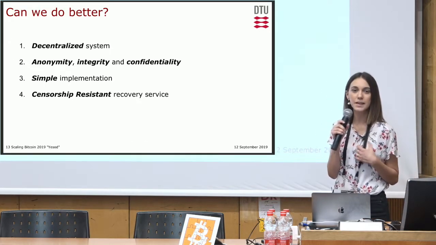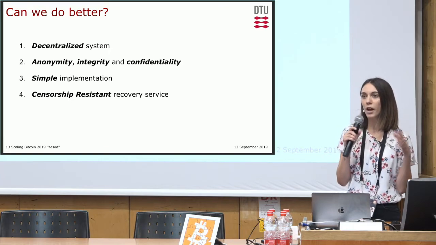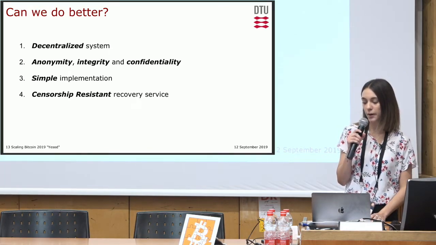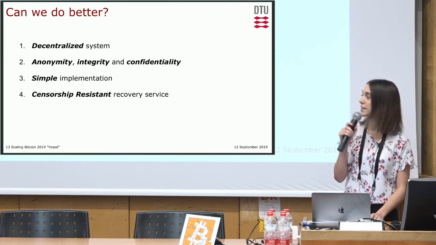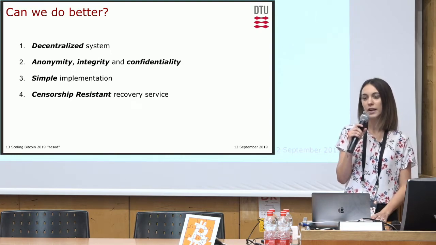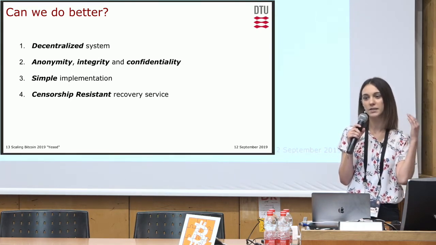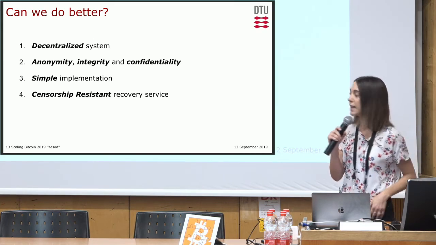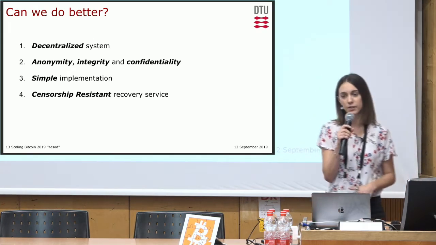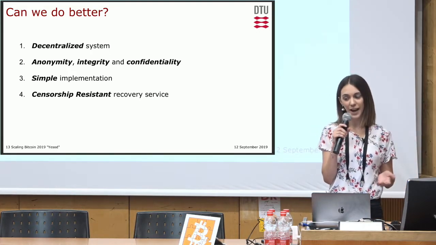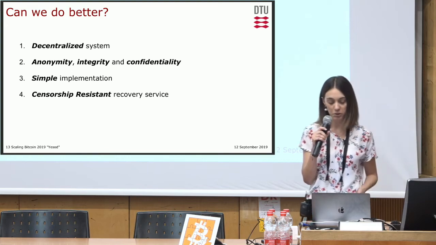After this analysis, I decided to define some goals that my solution should achieve. For example, a decentralized system: it has to maintain the decentralized nature of Bitcoin, so it does not rely on centralized solutions, third parties, or cloud services. It has to guarantee the anonymity, integrity, and confidentiality of data, so it has to prevent unauthorized access or, for example, modifications.